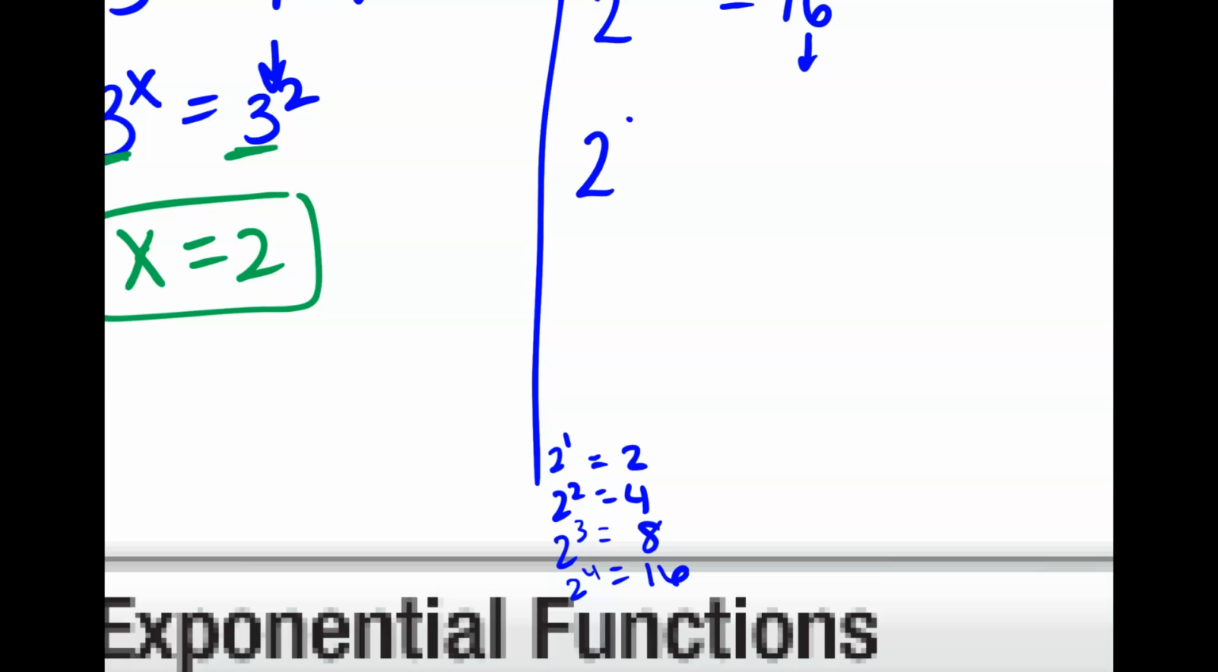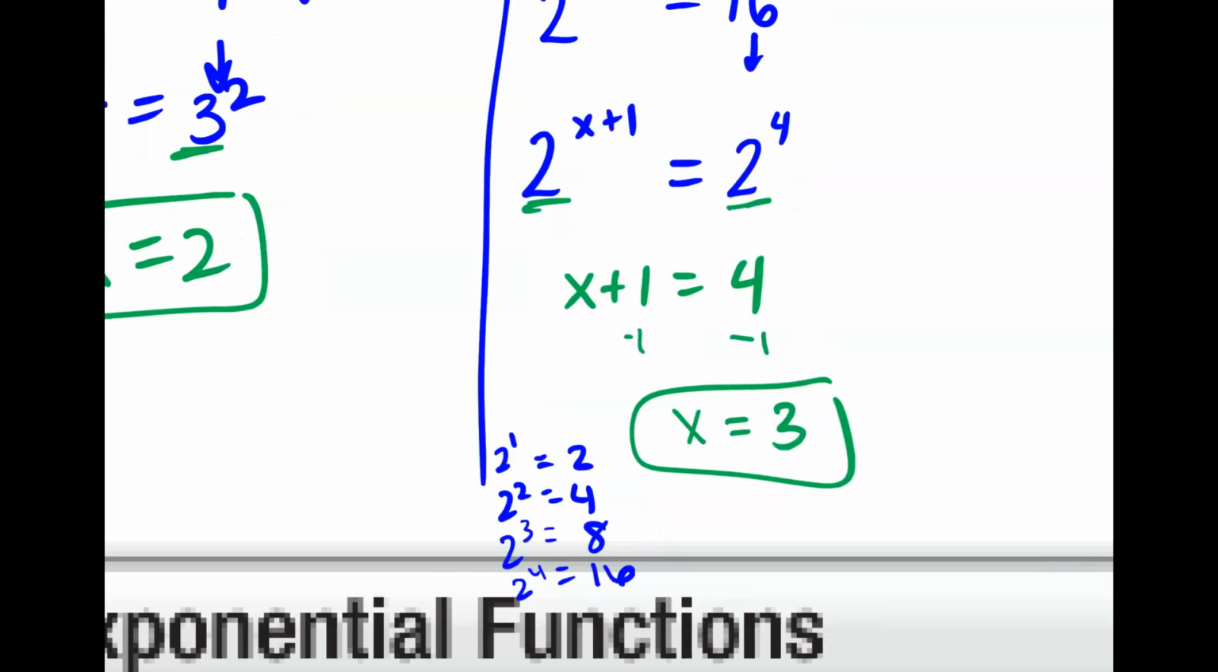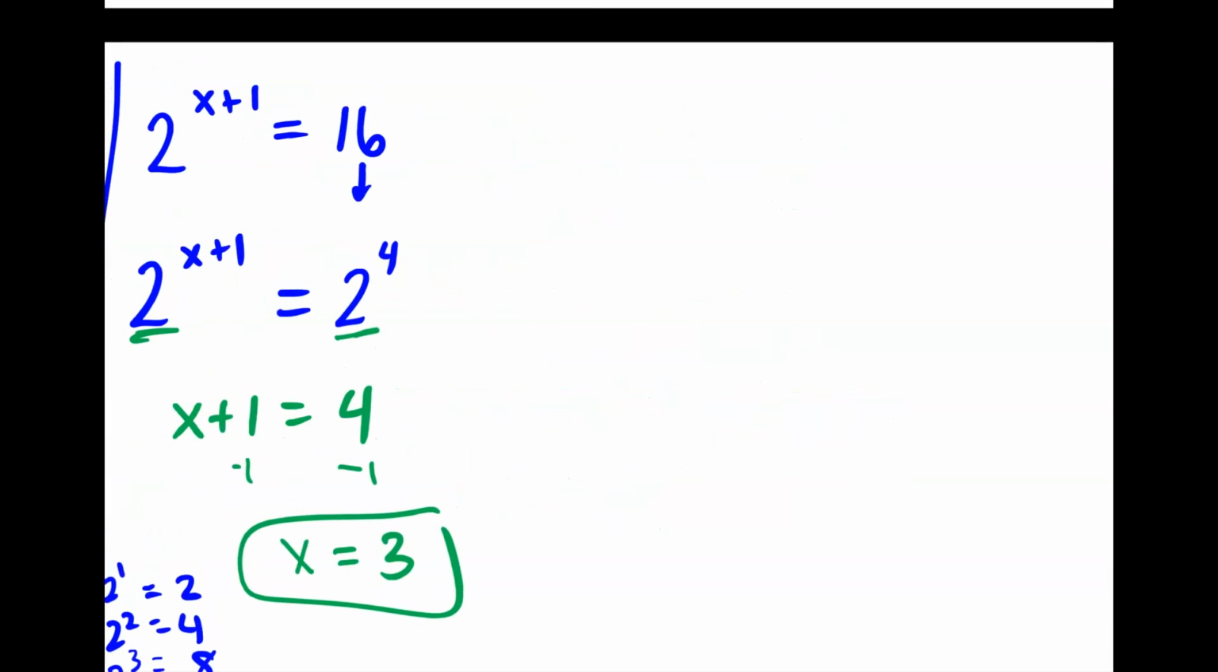Okay. So on the left, I still have 2 to the x plus 1. On the right, 16 is equal to 2 to the 4th power. Now that I have the same base, I can set the exponents equal to each other. And remember, we're just trying to solve for x. So just get x by itself. We see x is going to be 3. Perfect. Awesome. One more. Here we go.